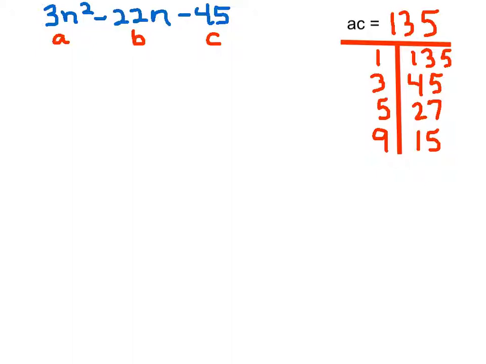All right, so let's go ahead and start. The first thing I'm going to do is I'm going to keep my A term. So I'm going to keep 3n squared. I'm going to put a couple spaces for my middle. That's going to help me get that B term. And then I'm going to put my minus 45.